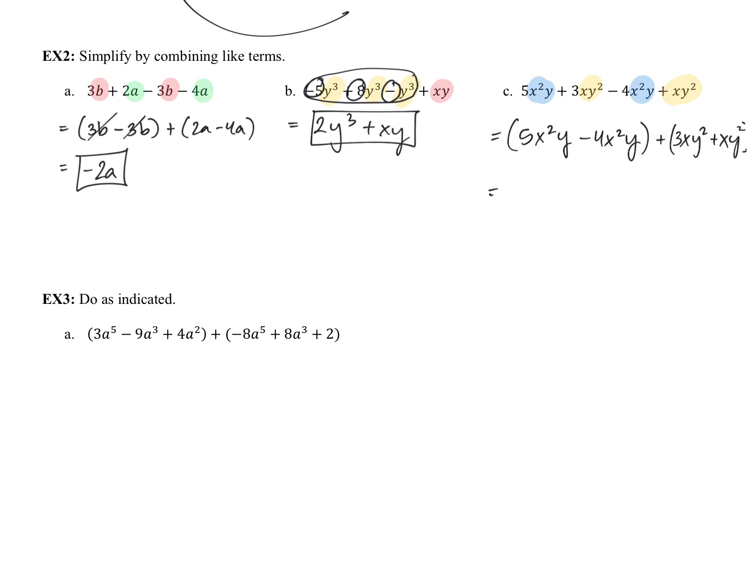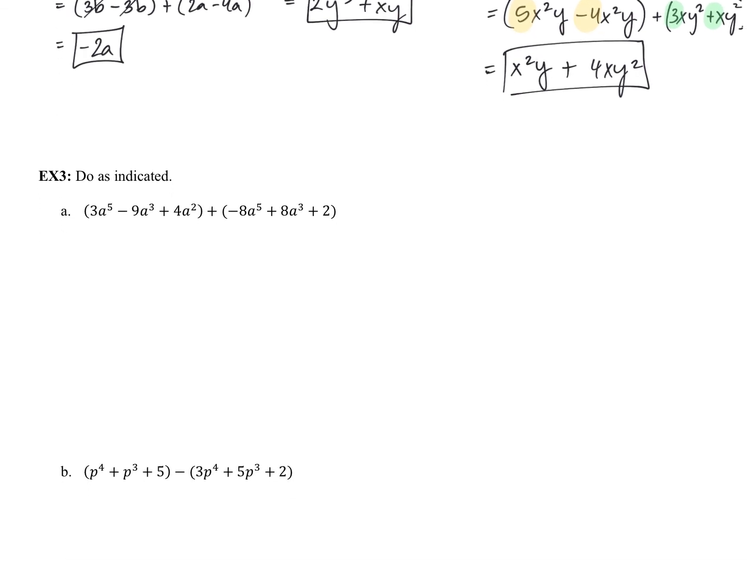Alright, and then combining. So we have 5xy's minus 4xy's, or x squared y's. So that'll be just 1 x squared y plus, and then we have 3 xy squareds and 1 xy squared. That'll give me 4 xy squareds.